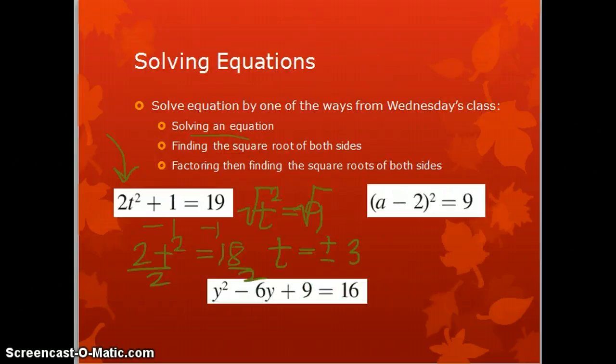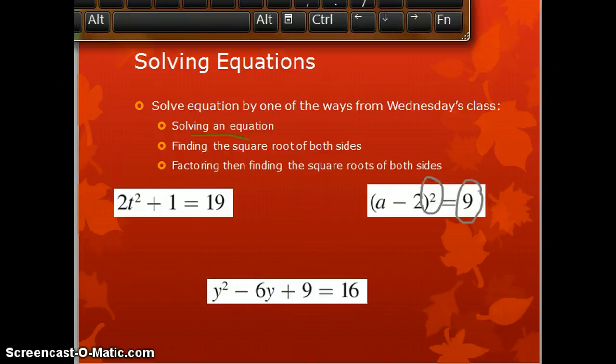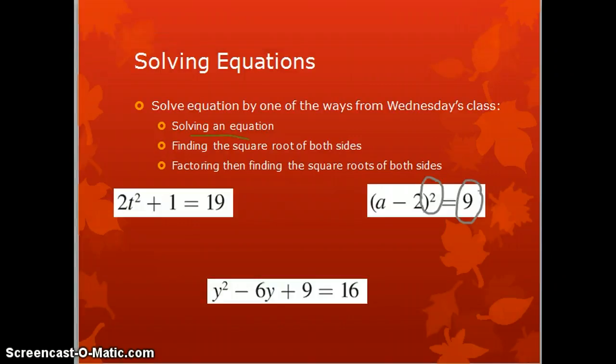The second type that we looked at yesterday is where we have a parenthesis that's squared, as well as a number that's a perfect square number. So 9 is a perfect square because when I take the square root of it, I'm going to get a whole number. When I have that parenthesis squared, when I take the square root of it, then I end up just getting the plain parenthesis.